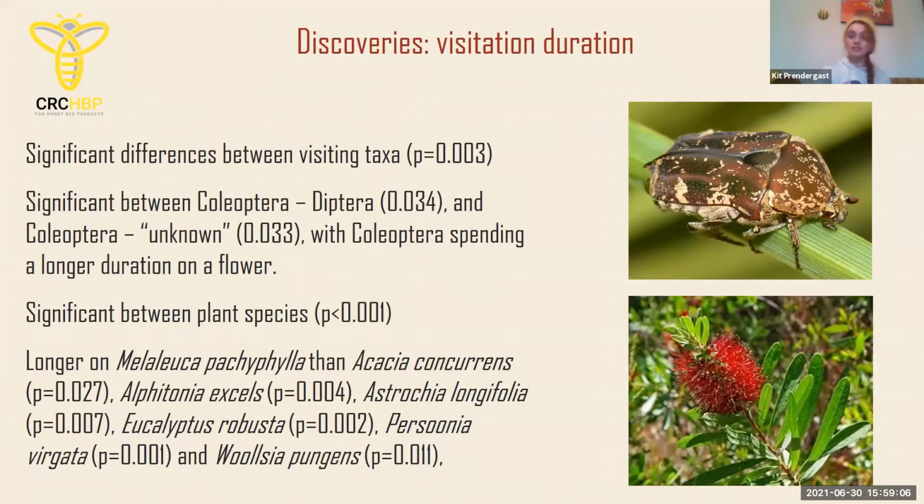Now, for visitation duration, there were significant differences. Beetles visited a lot longer than the other taxa, in particular the unknown taxa, so those are the ones we couldn't identify from the videos, and the Diptera, the flies. That is in accordance with our observations. Beetles tend to be quite slow and spend a long time with flowers, whereas flies zip around. And also there was variation in how long taxa spent on different plant species. For a particular species of Melaleuca, the visitors tended to spend a lot longer, and it could be that, based on the flower that you can see there, it's got a lot of pollen and a lot of nectar.